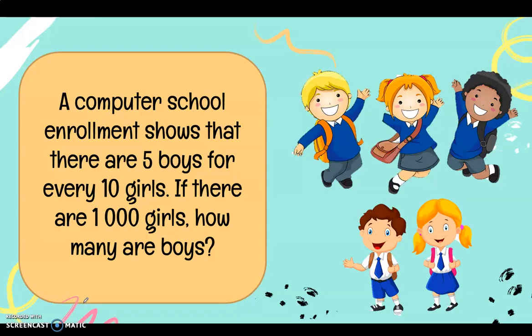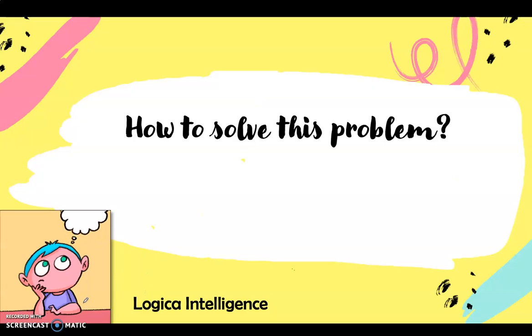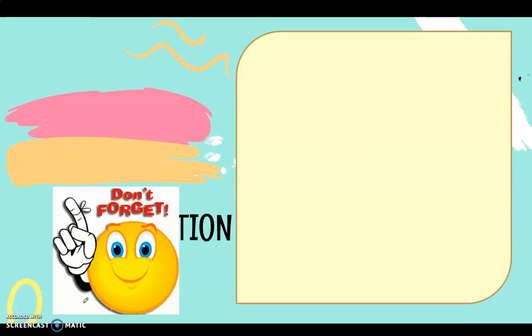A computer school enrollment shows that there are 5 boys for every 10 girls. If there are 1,000 girls, how many are boys? So, if you're going to compare, there are 5 boys in every 10 girls. And if there are 1,000 girls, how many are boys? Now, how to solve this kind of problem?